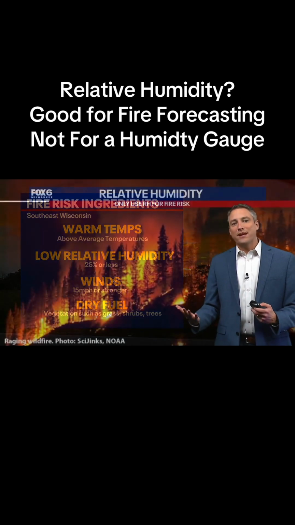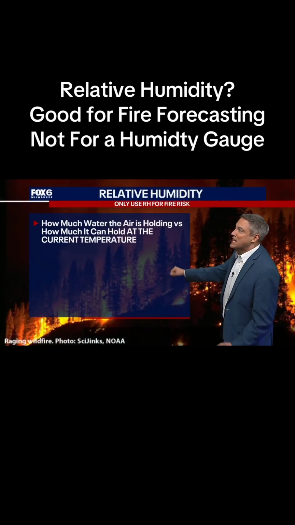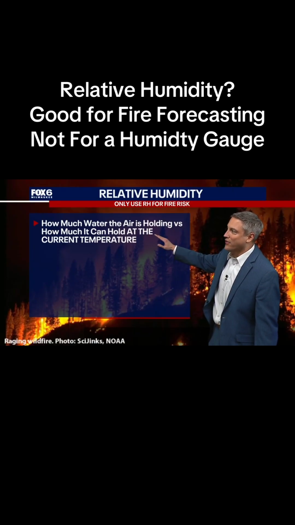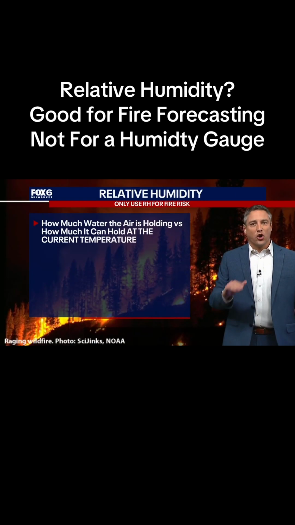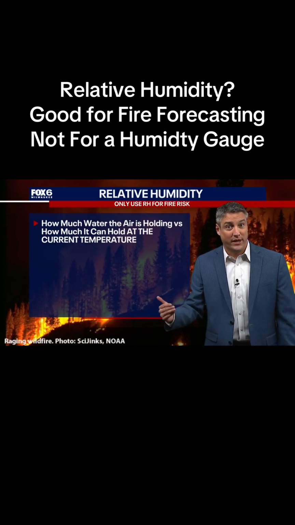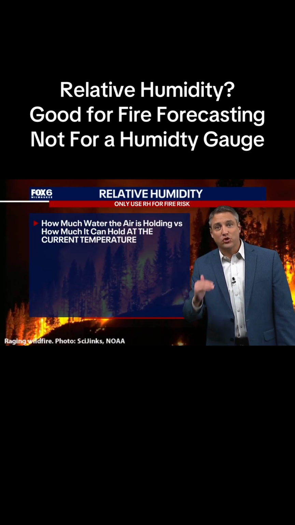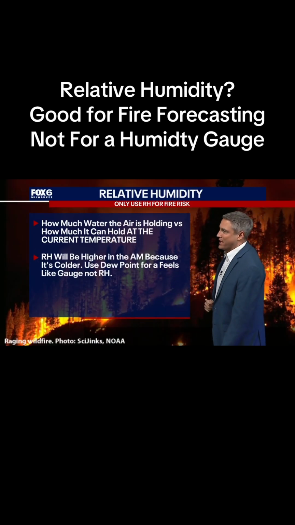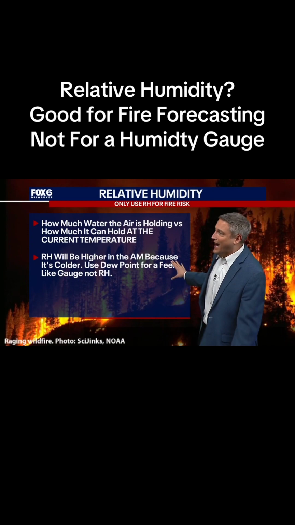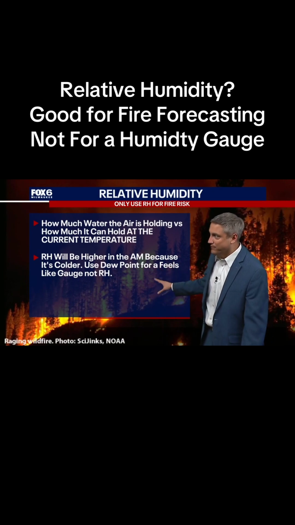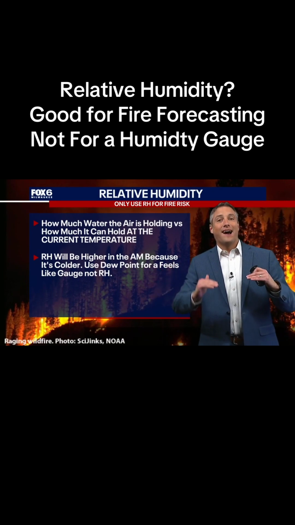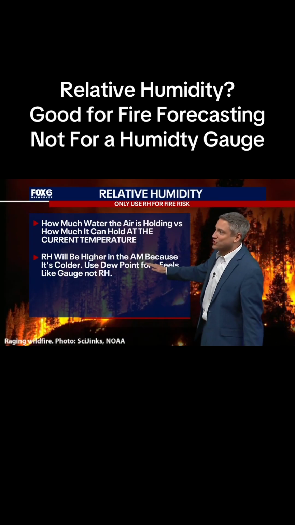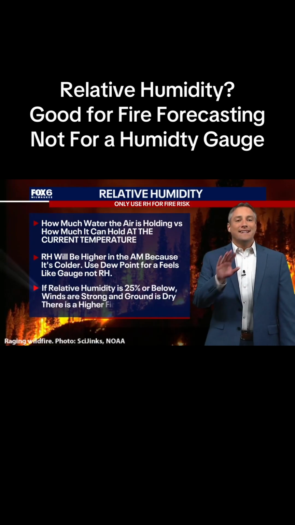But again, let me recap here what this is. It's how much water the air is holding versus how much water the air can hold at the current temperature, where dew point is a degree. Dew point is a measure of moisture in the air, an absolute measure, not relative to the current temperature. Relative humidity will be higher in the morning because it is colder. So you'll see those numbers higher because colder air can't hold as much water. Use dew point for a feels-like gauge, not relative humidity.